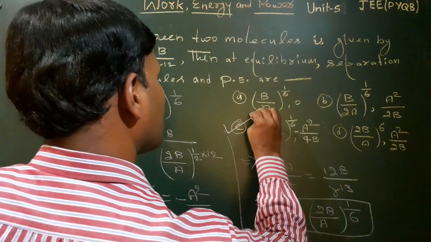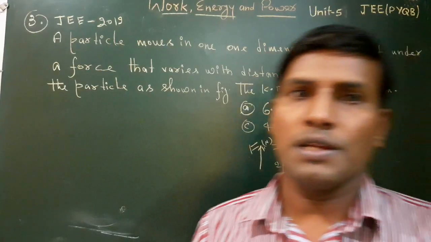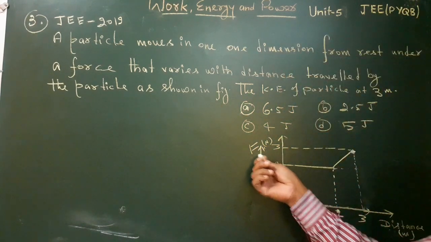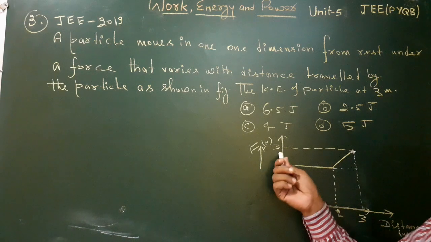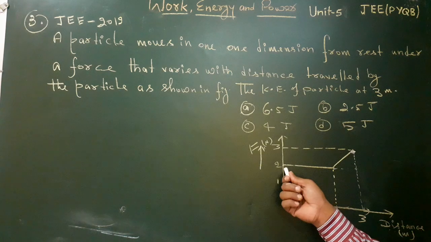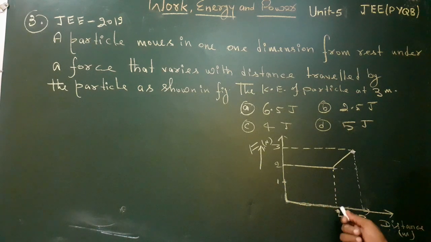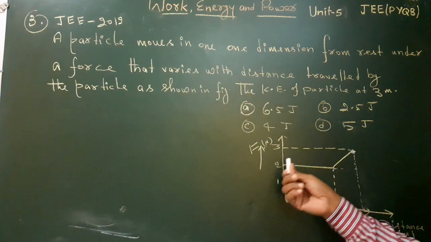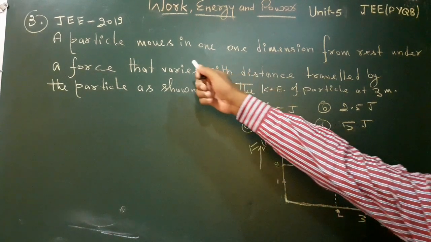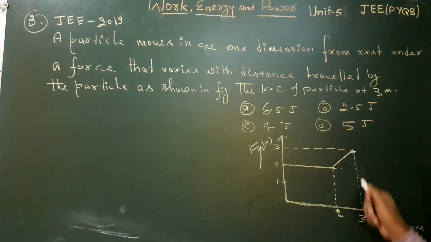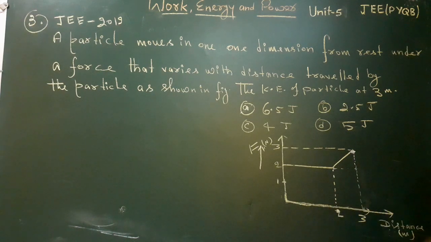So option C is correct. Next is 2019, it was based on the graph as shown in the figure, and the graph is given between force and distance. Force depends on this distance. For 2 meter the force is constant, but after 2 the force varies, up to 3 meter. What we need to calculate in this question is, a particle starts from rest, we need to calculate the kinetic energy at point 3 meter when the particle travels 3 meter.